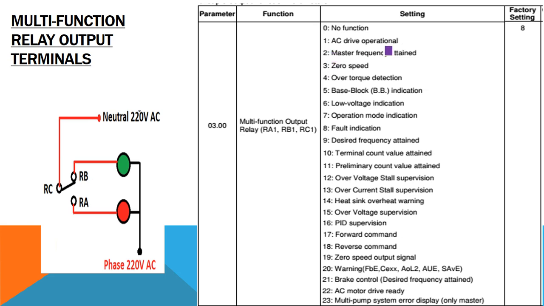So like this, we can put 2 as master frequency attained. What is master frequency? It is the maximum frequency. If you are starting from 0 and going up to 50, the reaching of 50 Hertz will be indicated by the relay. And if you are putting 3 as the item, it will be indicating zero speed. What does it mean? If the motor stops, then it will be opening the RB and closing RA. So different varieties of options are there.